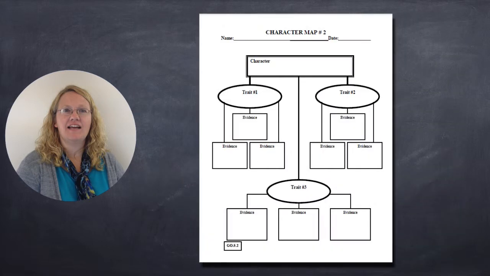Another example would be this character map. I'm looking for 3 traits of this character. Maybe one evidence box of those 9 that are pictured there can be a direct quotation. So we want to teach them how to use direct quotations, but we also want to limit their use of them so that the ideas in their paper are their own.